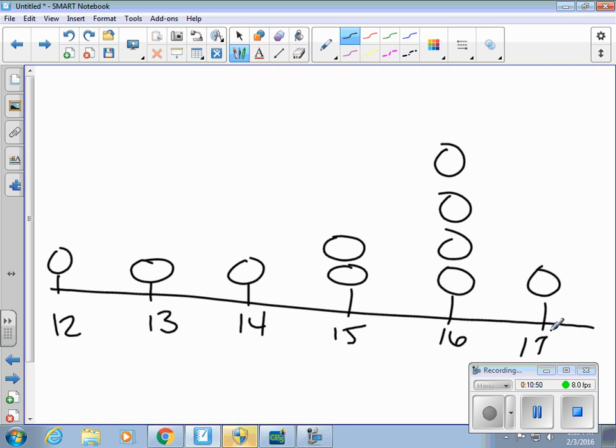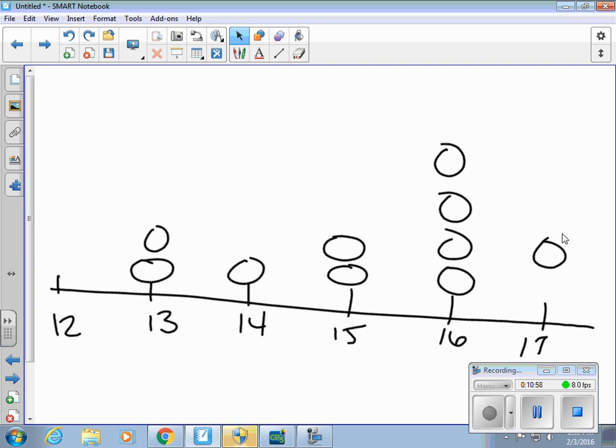Alright, so this is what you had. So now this is what you're going to do. You're going to take your 12 and move it into 13. Then you move your 17 to 16. Now I have to move 2 of them at the same time. You're going to take your lowest and your highest, and you're going to move them in one space.